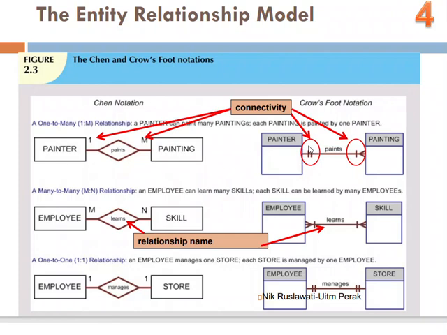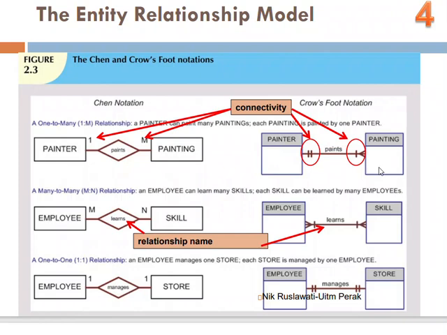And then for connectivity, it will be written, for example, one to many. This is the symbol for one. This is the symbol for many. Okay, so one to many will be denoted by these two symbols. Many to many, you use these symbols. Okay, this one is one to one. Okay, then dia ada sama je, kotak dia square, tapi dia ada kosong di sini.